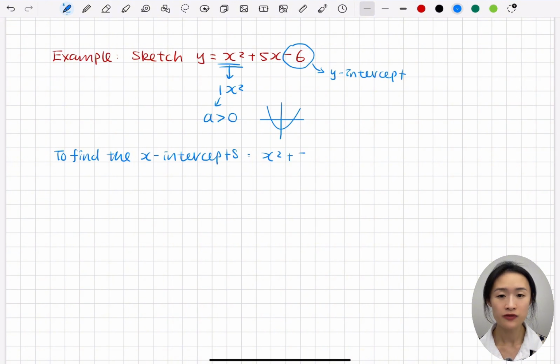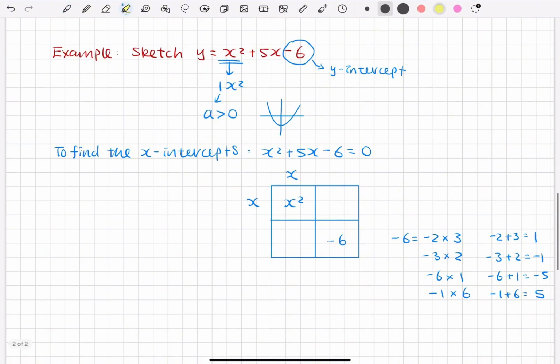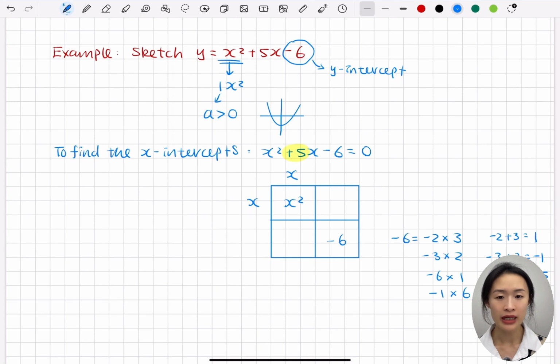If I set x squared plus 5x take away 6 equal to 0, by factorizing, what I need to do is find two numbers that multiply together to give me negative 6, but add to give me 5. Here I am listing out the factors of negative 6. I can make negative 6 by doing negative 2 times 3, negative 3 times 2, negative 6 times 1, or negative 1 times 6. If I look at the individual pairs, I notice that negative 1 and 6 will give me 5. So what I do now is write down negative x and 6x. It doesn't matter where you write them, because you will get the same answer.